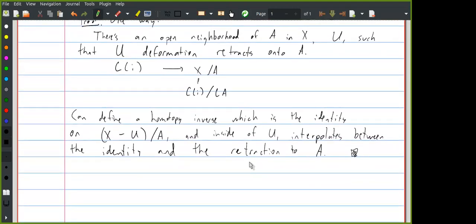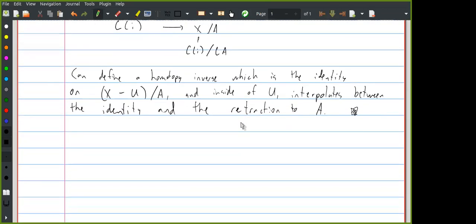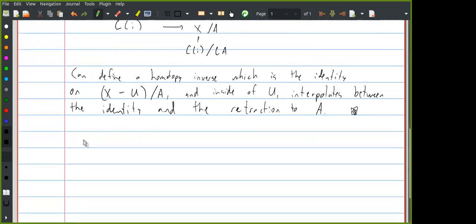Another way is by establishing a certain formal property that CW inclusions have, which is called the homotopy extension property. So what's the homotopy extension property?